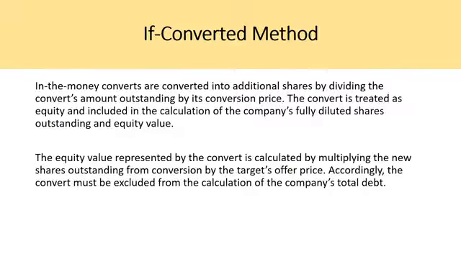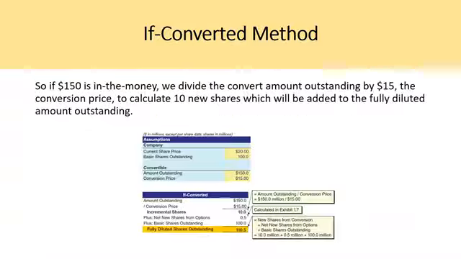Accordingly, the convert must be excluded from the calculation of the company's total debt. So essentially, if you have $150 in the money converts, we can divide the convert amount outstanding by the conversion price of $15 to calculate 10 new shares, which will be added to fully diluted shares.